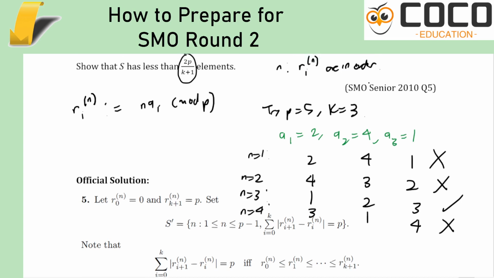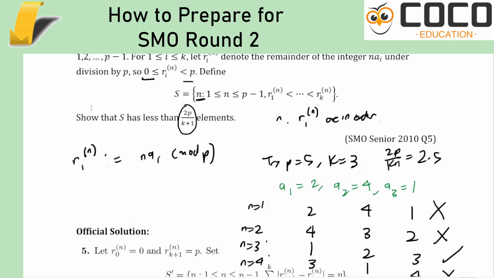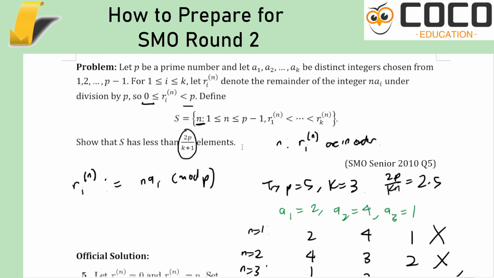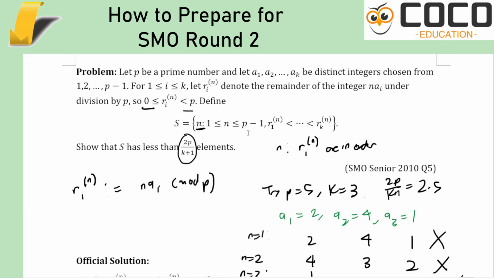Now, 2p over k plus 1 in this case is 2.5, and so I wanted there to be at most 2.5, which sure, I only got 1 here. So this is what is going on in the question. What's going on in the question is effectively pick a bunch of numbers, take all their multiples, and how many of these sequences are going to be in order. I claim it is at most this many.